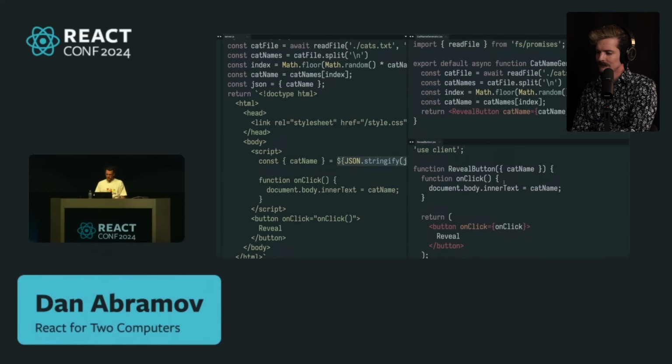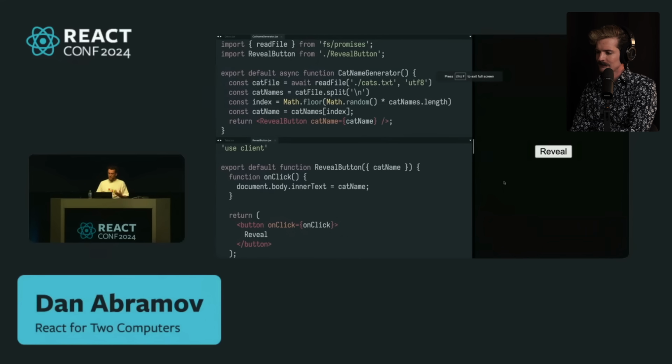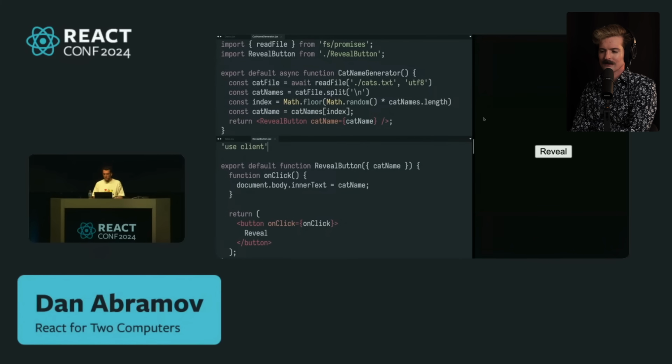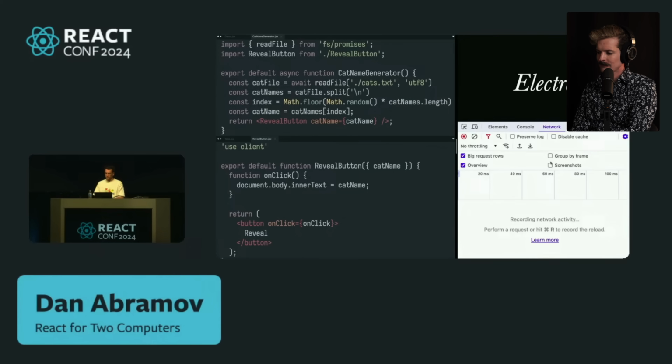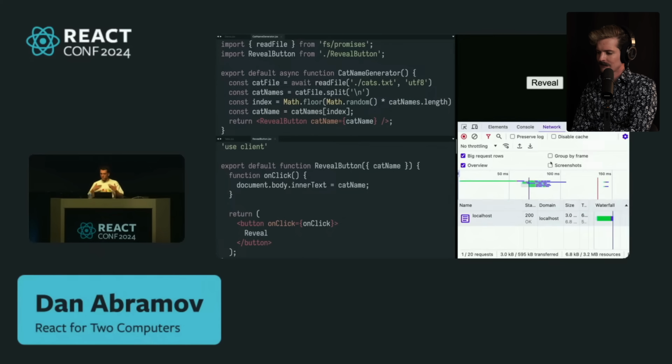So yeah, let's verify that this actually works. I'm using Next.js here, but this example would work in any framework that supports React Server Components. And I have the reveal button here. I press it. I see the result. And again, let's verify that it actually works like we expect. So I refresh the page. I press reveal. There is no extra network request because all the server part has already executed.